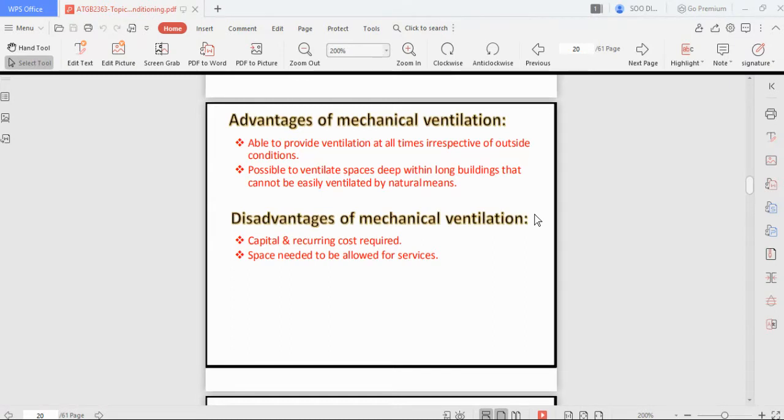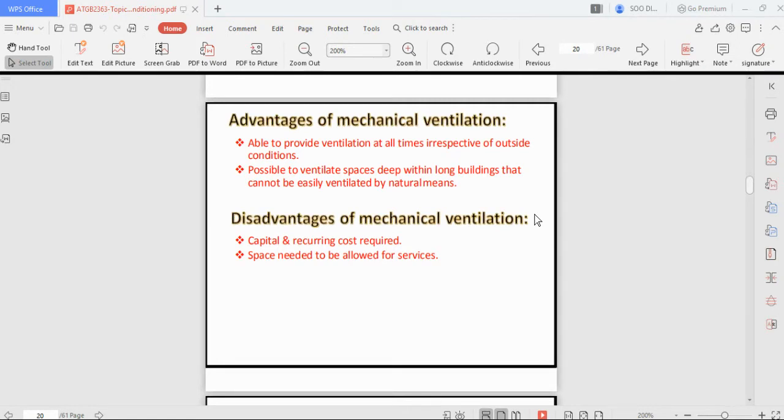But one of the problems with mechanical ventilation is you need to invest a certain amount of budget, because all this machinery and all this ducting costs money. And as you own it, you require yearly maintenance and also electricity costs.